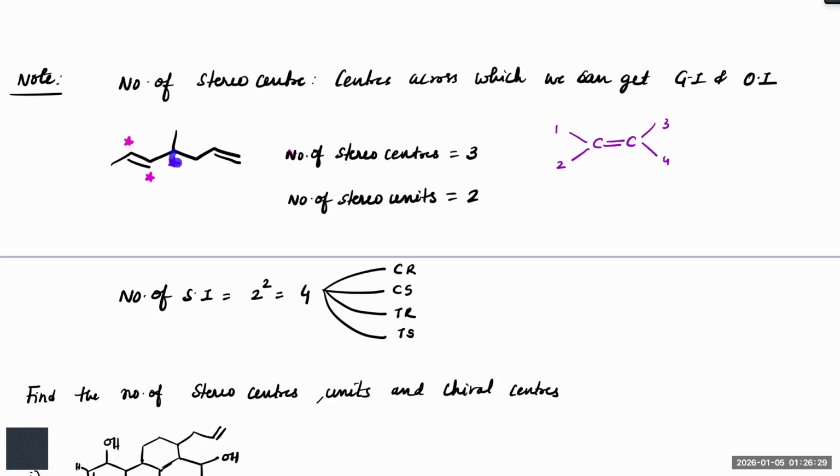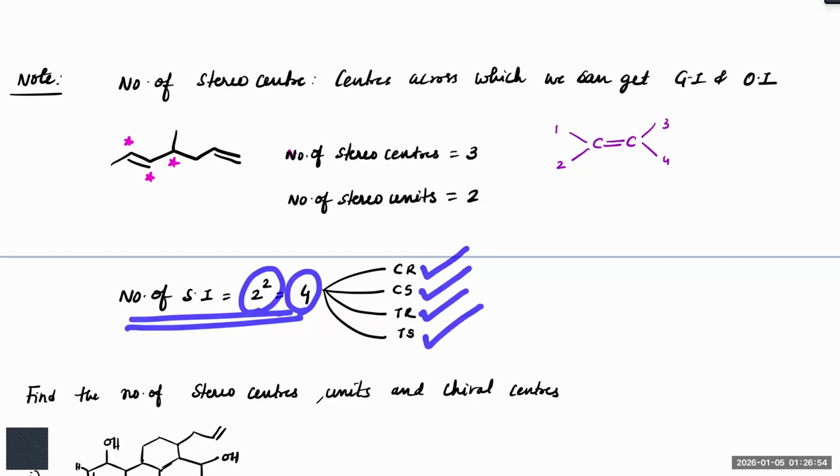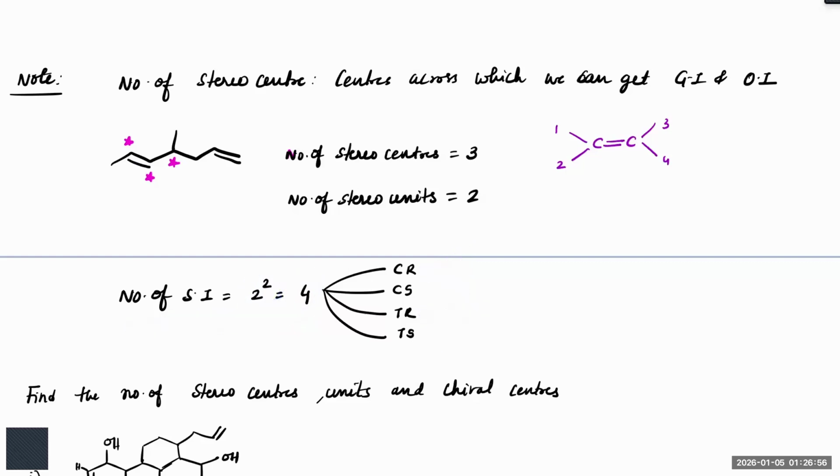Unit wise, one is a chiral center, which is also a unit, and a double bond, which is also a unit. So how many units do we have? 2. So stereo units are 2. Stereo centers are 3. Is the logic clear? So now the number of stereoisomers will be 2 raised to power of 2, which is 4. So that could be cis with R, cis with S, trans with R, trans with S.